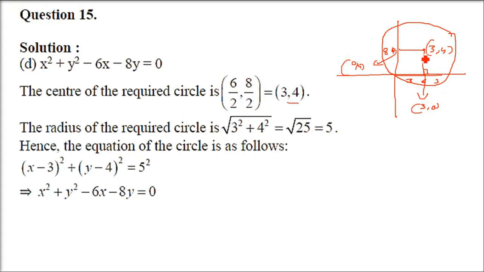Then the center is known. Now the thing remaining is the radius. Just join the center with the origin. This is 4, this is 3. x is 3 and y is 4. So 3 square plus 4 square under root, and this is going to be 5. Radius is also known, center is also known. So x minus 3 whole square plus y minus 4 whole square equals 5 square. This is the equation. Okay, D is the answer.